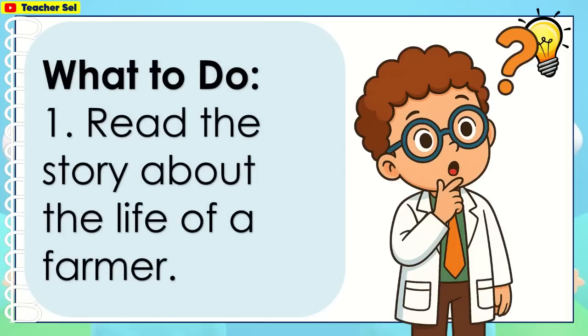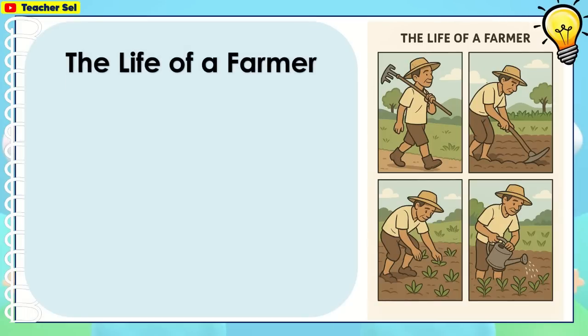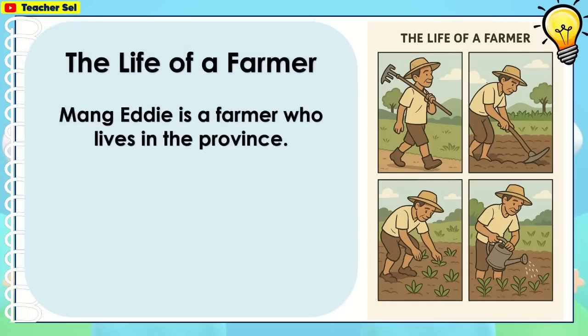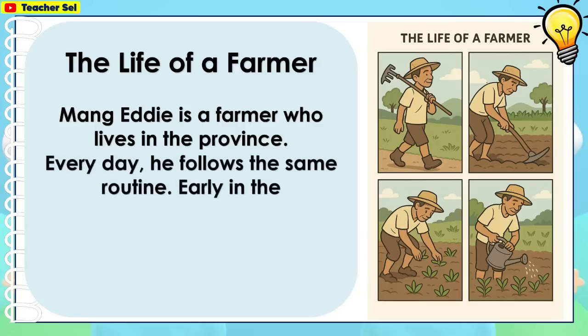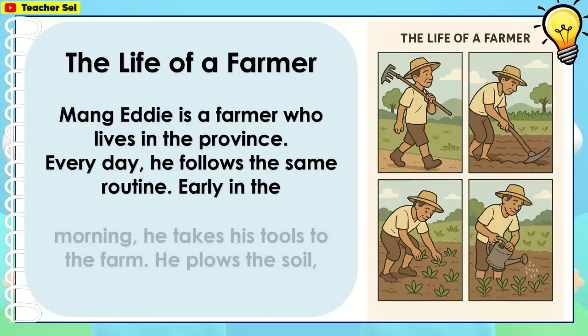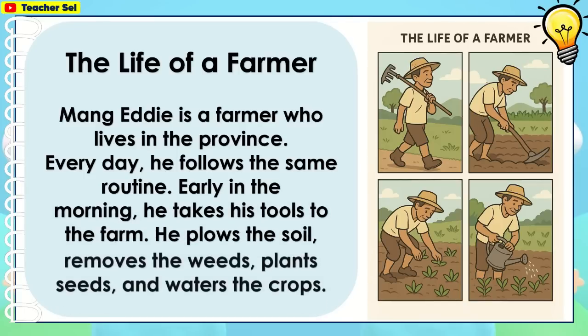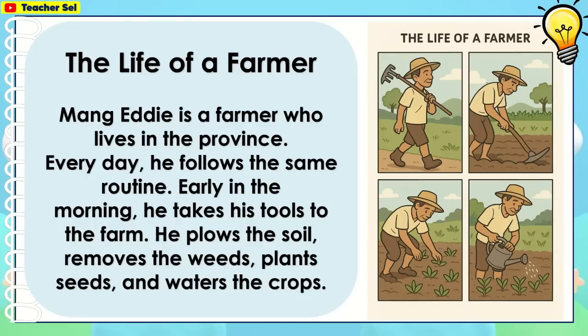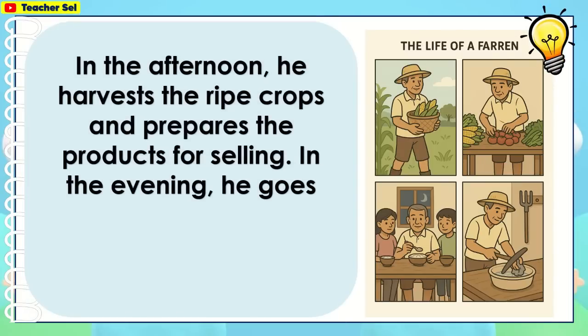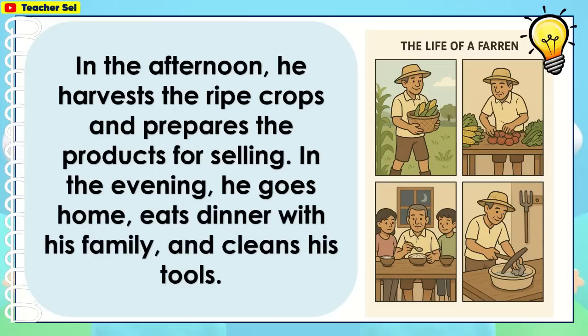What to do? Read the story about the life of a farmer. The life of a farmer. Mang Eddie is a farmer who lives in the province. Every day, he follows the same routine. Early in the morning, he takes his tools to the farm. He plows the soil, removes the weeds, plants seeds, and waters the crops. In the afternoon, he harvests the ripe crops and prepares the products for selling. In the evening, he goes home, eats dinner with his family, and cleans his tools.